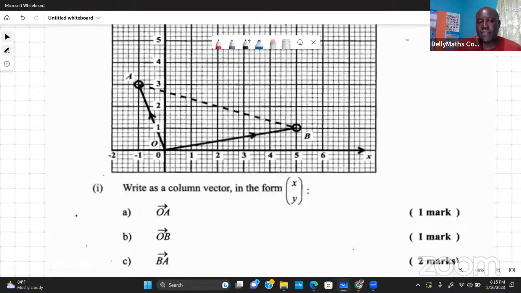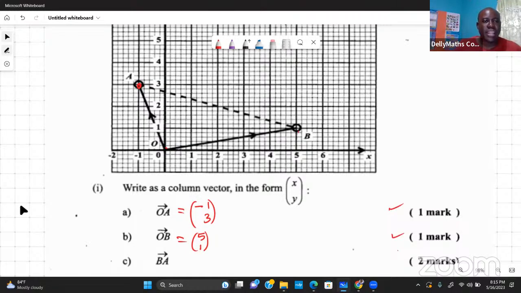Well, you could look. Because it's a position vector, the coordinate of A is the position vector. So this one is -1, 3. So OA is where -1 meets 3, right here. OB, take a look, 5 meets 1. We have those. Getting some 1 marks.